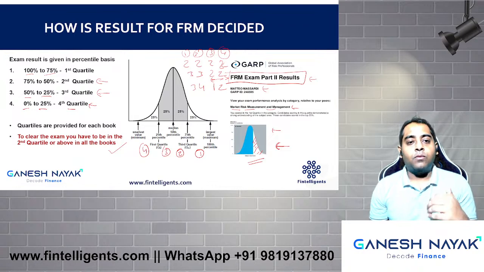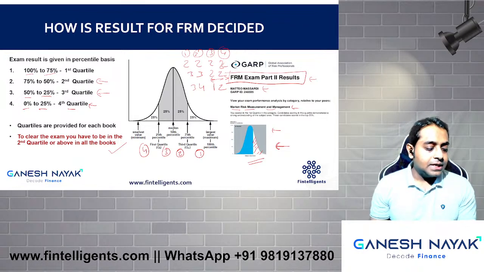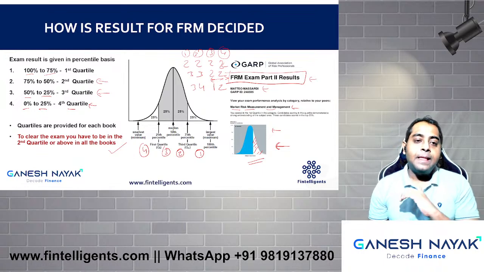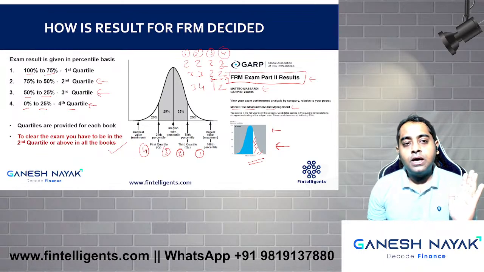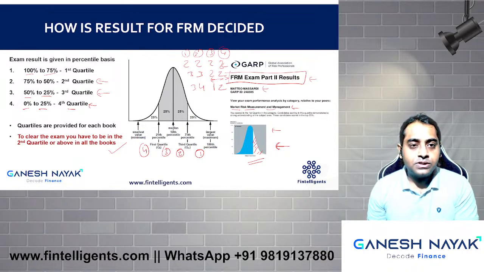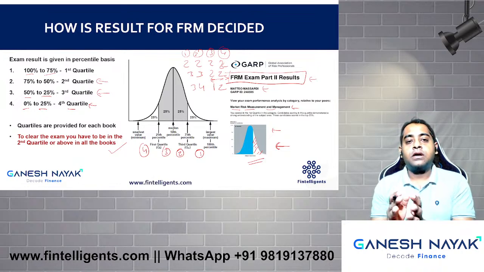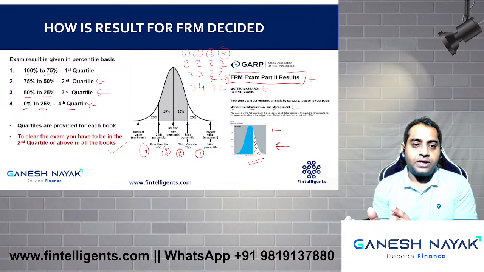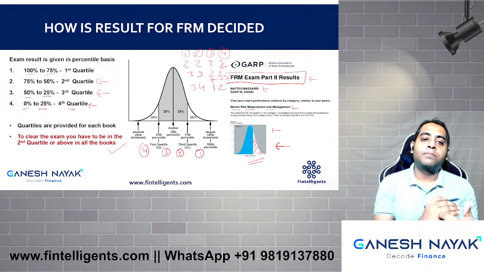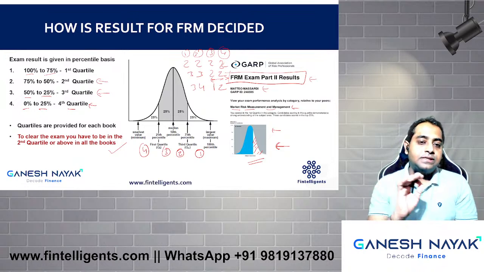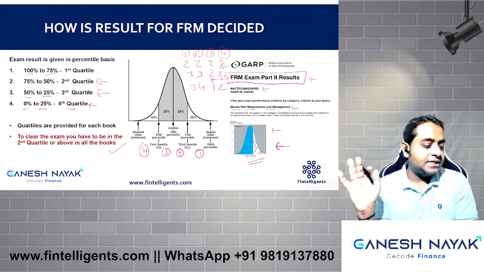It's not like that. What I'm talking about is from experience: if you are looking to clear the exam, the best in short is to be above 50% percentile. That means get second quartile in all the books. If you're not comfortable with that or you don't think that is possible, try to get book 3 and book 4 in a slightly higher quartile, so that even if you're not good in book 1 and book 2, you'll be able to cover it up. So I hope everybody is able to understand the result section.